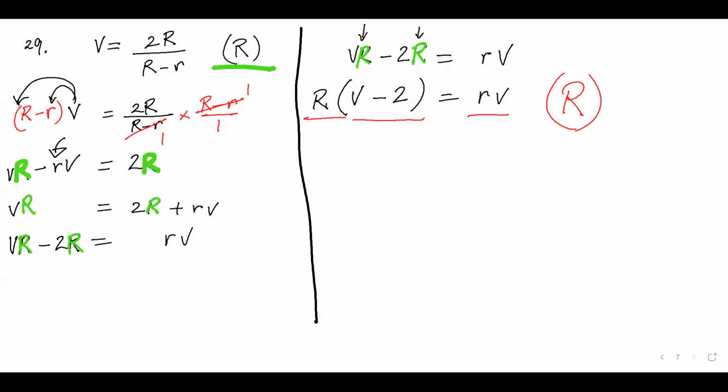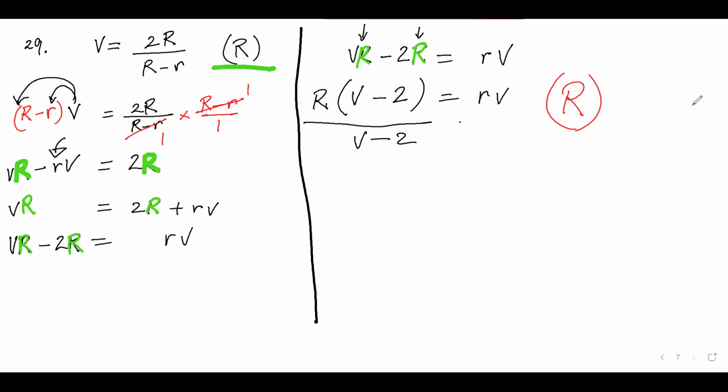All right, people, watch carefully. Our time is short. Remember, this is R multiplied by V minus 2. What I wanted you all to do was divide by V minus 2 on both sides.